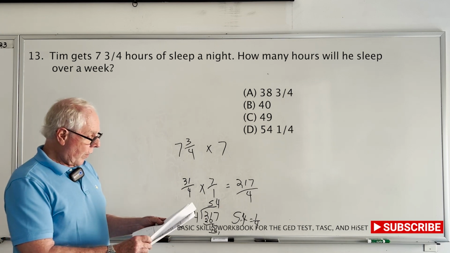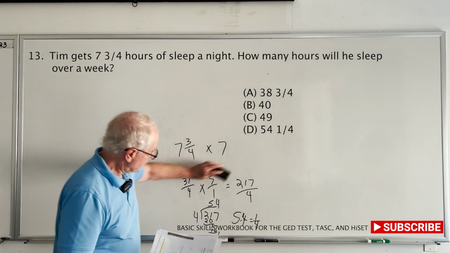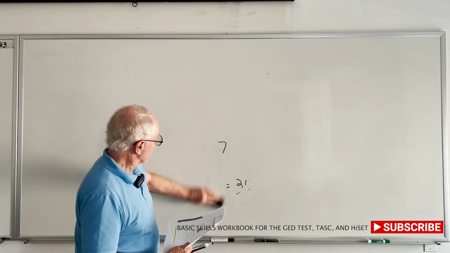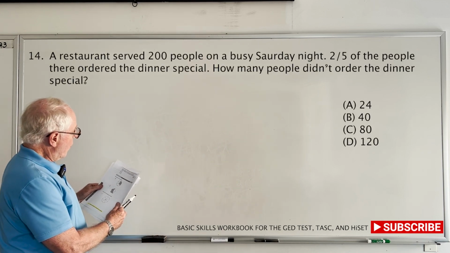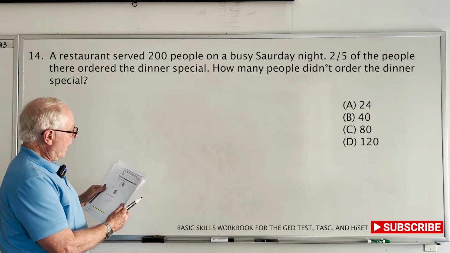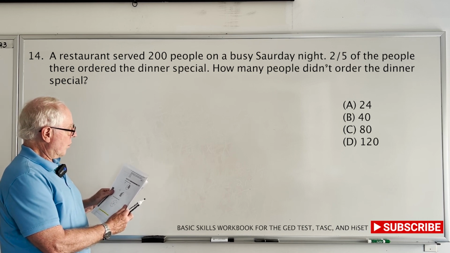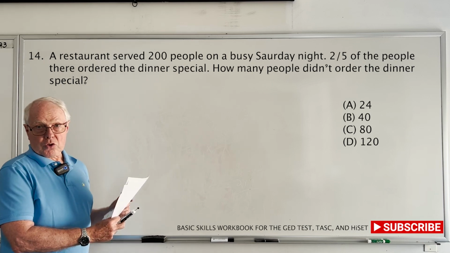Okay? Our very last one is going to be number 14. A restaurant served 200 people on a busy Saturday night. 2/5 of the people there ordered the dinner special. How many people didn't order the special?